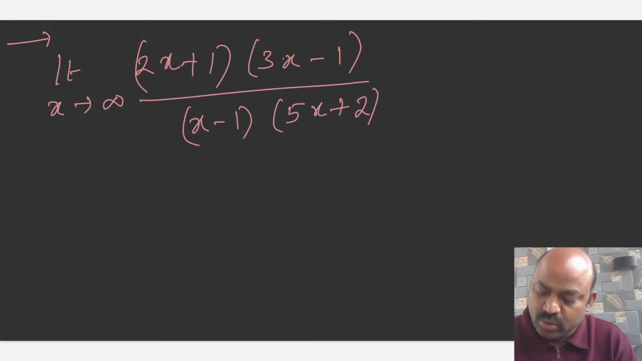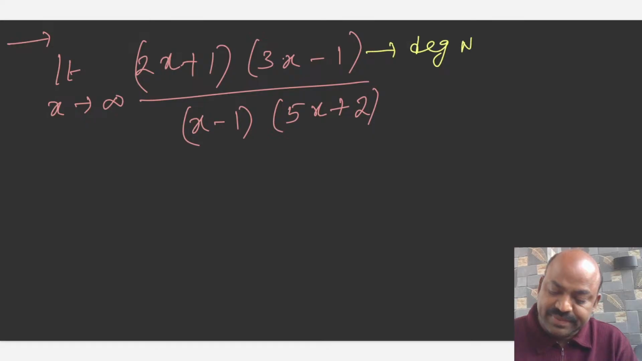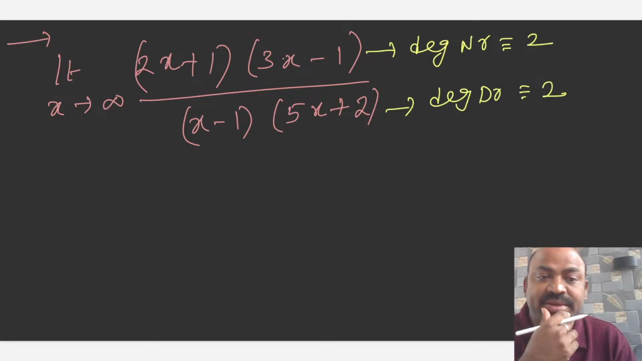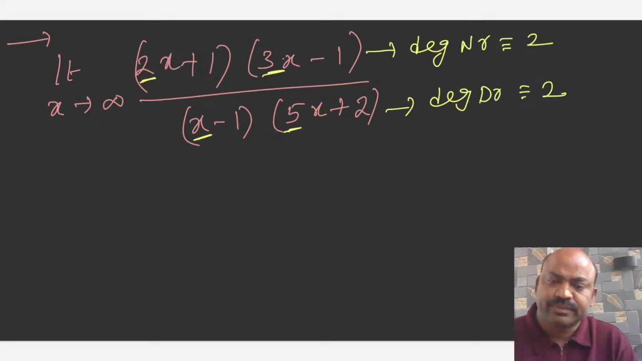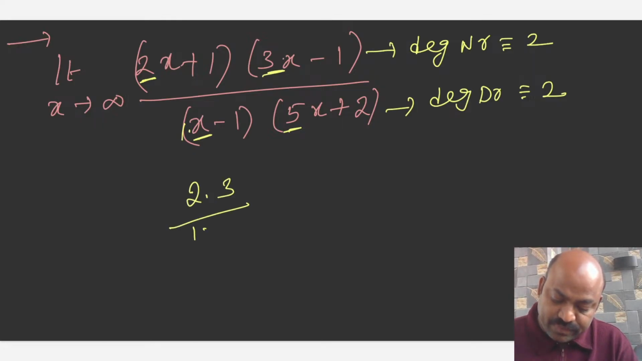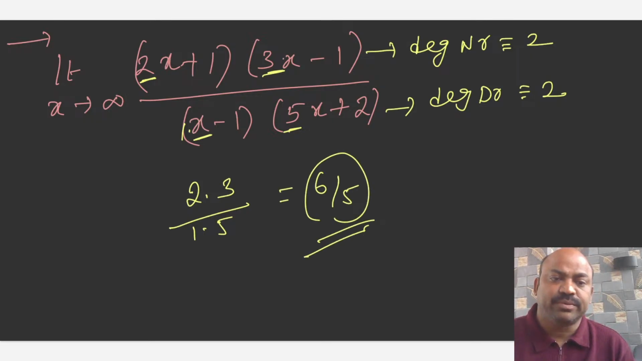Something like this I have. How to proceed here? Degree of numerator is 2. Degree of denominator is 2. So answer is just coefficients. Just coefficients. So 2, 3, here it is 1, 5. So 6 by 5. That's wonderful, Ravishnu. 6 by 5.